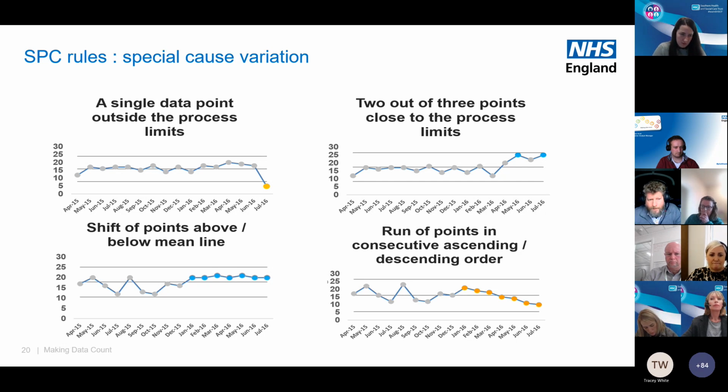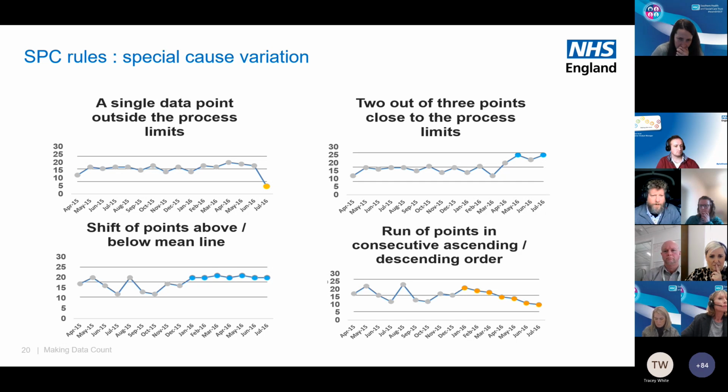The next one that I like to go through is called the shift. This is where we've got 6 or more points in a row above or below the mean line. So all above the mean line or all below the mean line in a row. And that's called a shift. Next one is a run or a trend, and this is where we've got 6 or more points in consecutive ascending or descending order. Importantly, this time they can cross the mean.